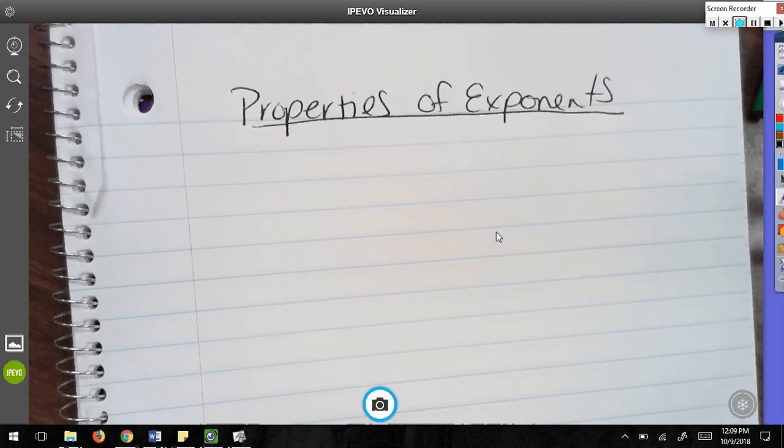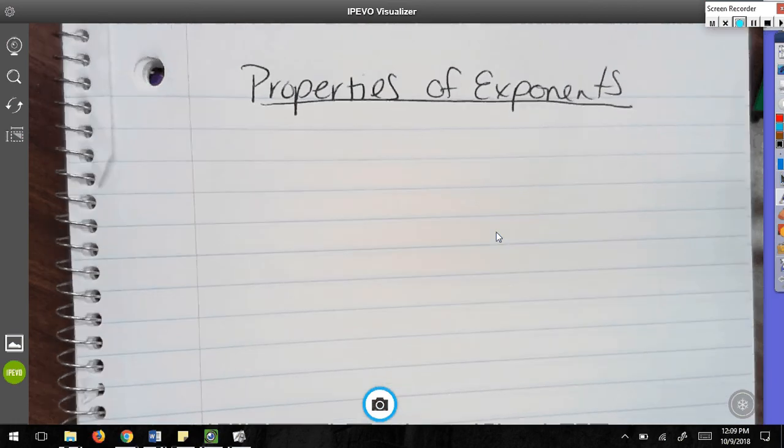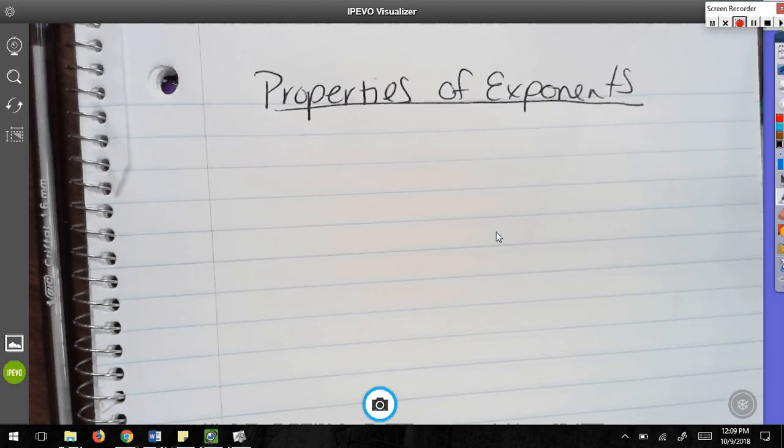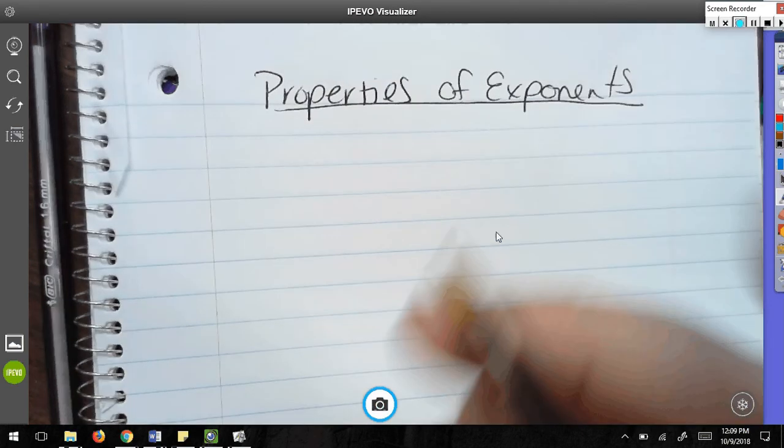Okay, so we're going to talk about exponents and the properties that go with exponents. There's 7 main properties that we're going to talk about, and then we're going to put them all together. So the first property, well, first off, let's define an exponent.